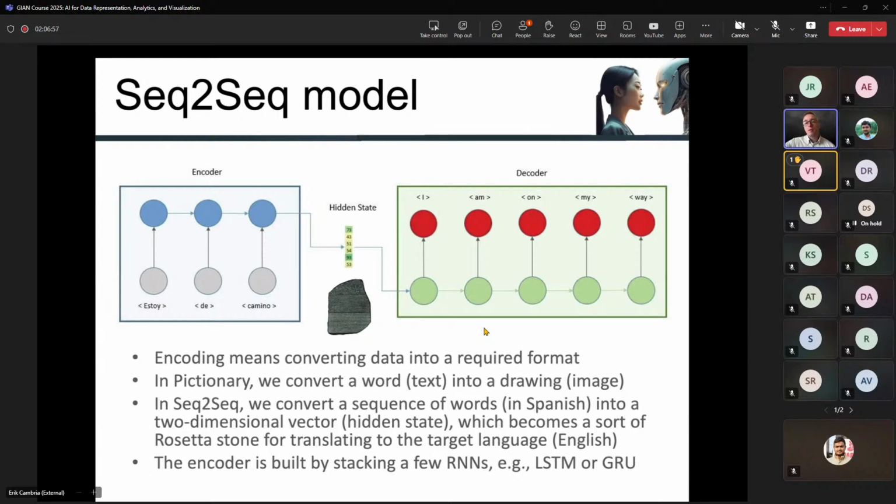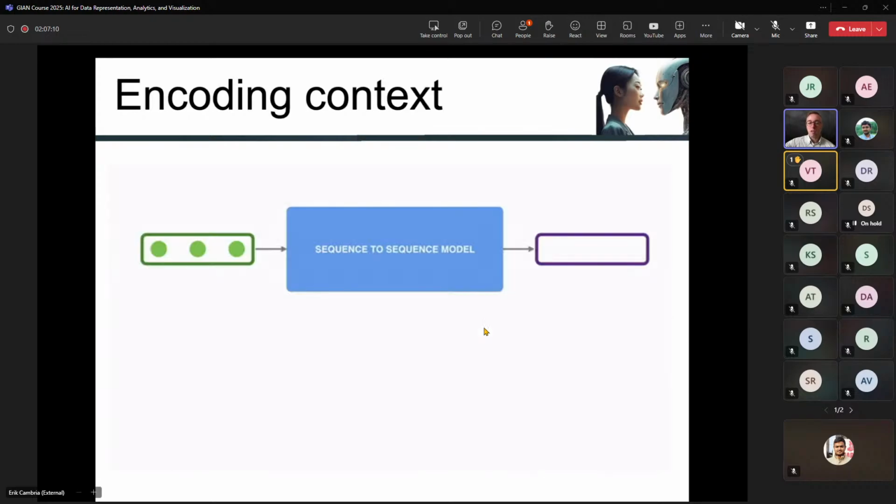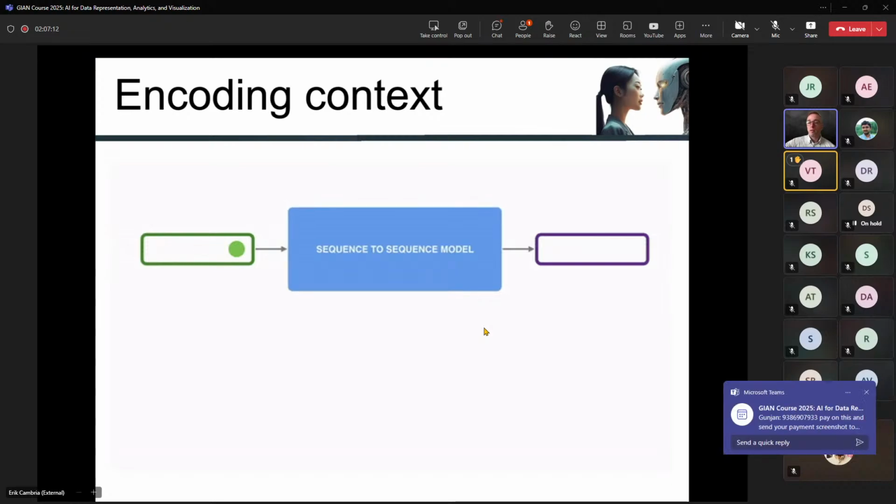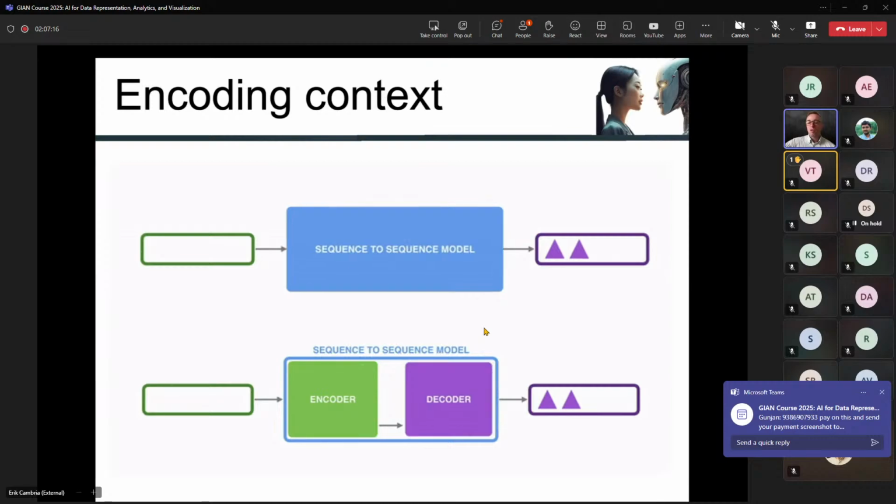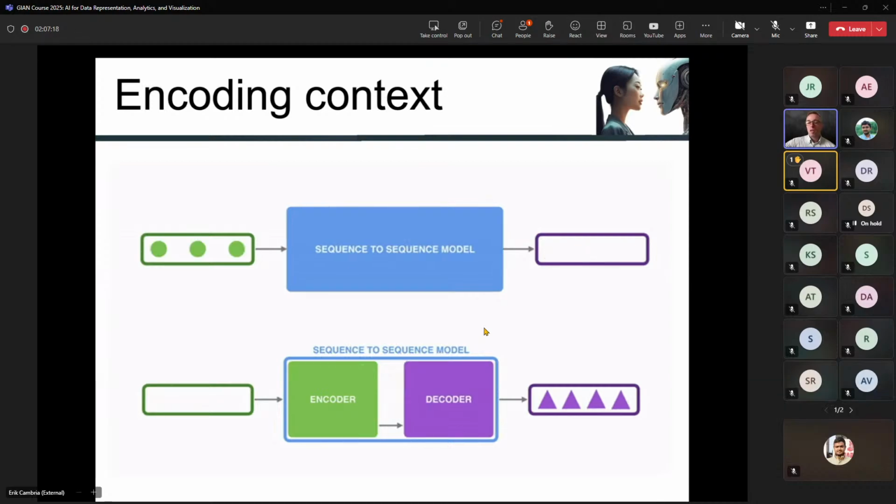So this sequence to sequence or encoder decoder model, you could see it as a sort of Rosetta Stone that helps me translate, encode and decode meaning, and in this specific case, from a language to another. But this can also be applied to many other tasks. Machine translation is maybe the best task to explain why and how this works.